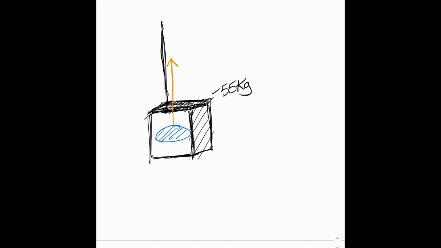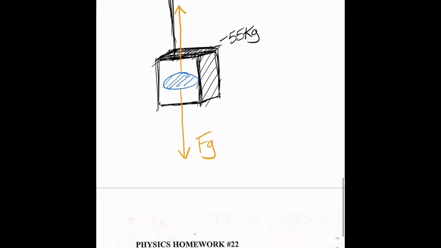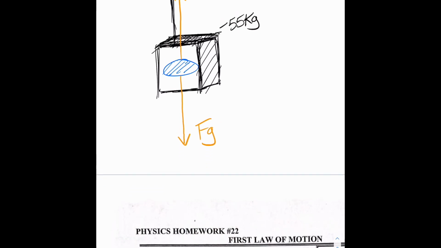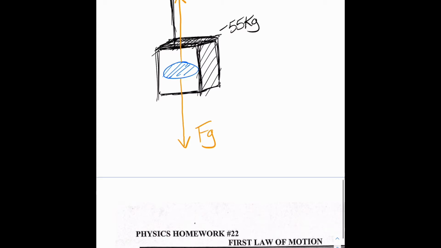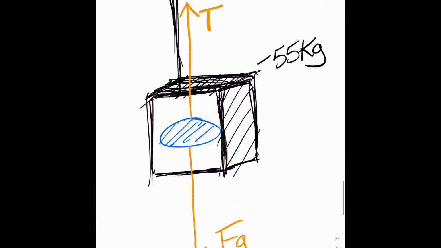We have an upwards force and we have a downwards force. Everyone should know the downwards force. That is force gravity. The upwards force, though, is not normal. Normal force requires a surface to push back on the crate, but that isn't the case here, right? The crate is being pulled up by a rope, and there's no surface. So this force pulling upwards, instead of calling it the force of the rope, we like to call it T for tension.